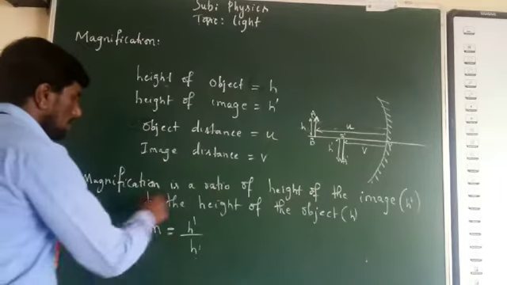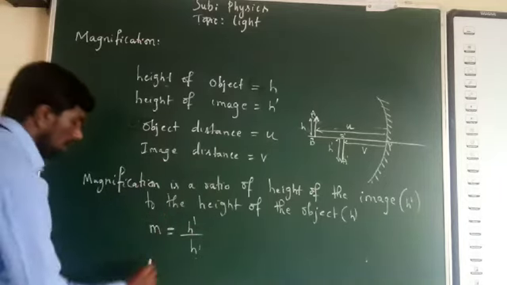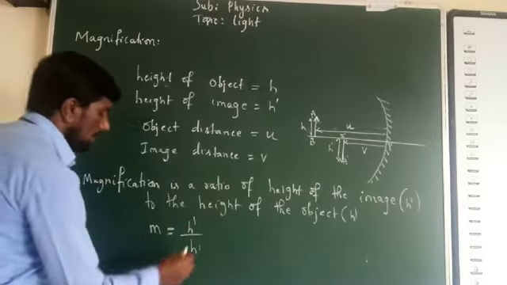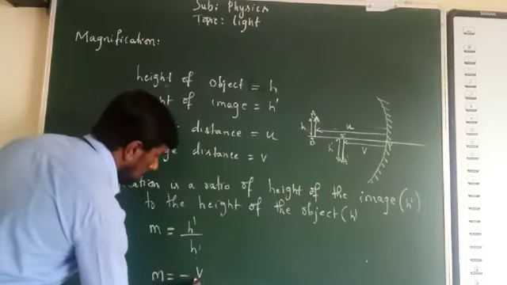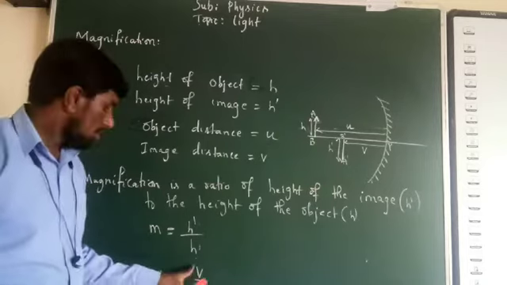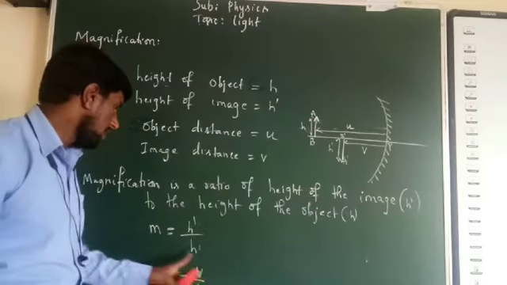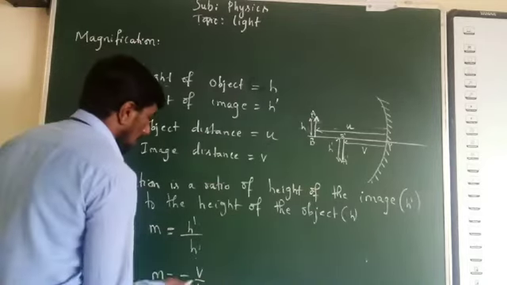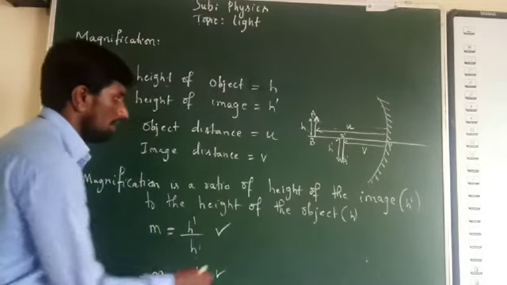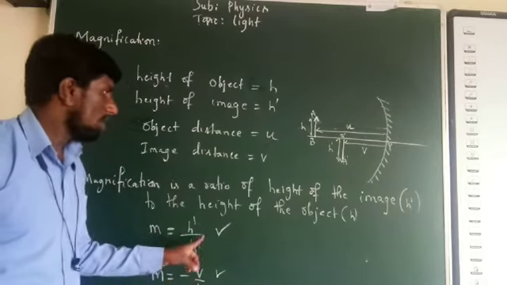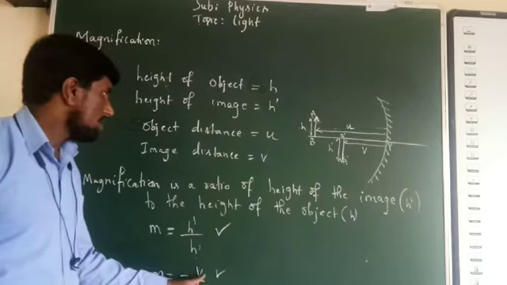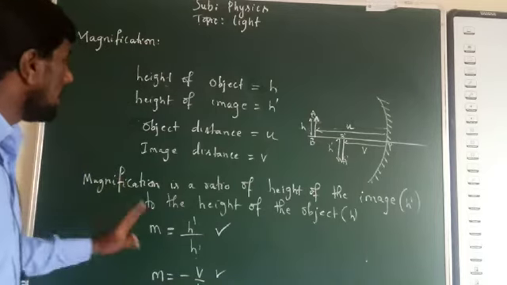Not only by using this, magnification is also a ratio of, with the negative sign, v by u. That is, image distance divided by object distance. We can define it like this also. We have two ways of defining the magnification: in terms of height, this one, and in terms of distance, this one. This is the magnification concept.